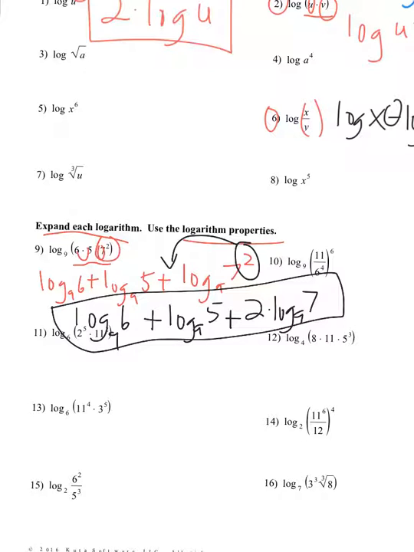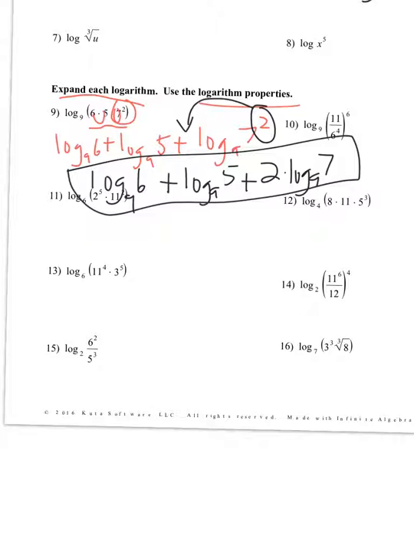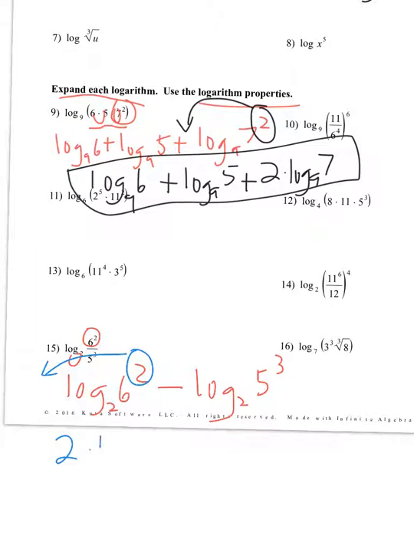Let's go down to 15. In 15, I've got a quotient, and in that quotient I've got some powers. We usually use properties 1 and 2 first. So the first thing I'm going to do is write it as the log of the top thing minus, because it's a quotient, the log of the bottom thing. And we should put the base on here, and notice it's base 2. Now, just like with the one I did earlier, this is going to use property number 3 and come down in front. So it's going to be 2 times the log of 6 in base 2 minus, this 3 is going to go down in front and become 3 times the log of 5 in base 2.